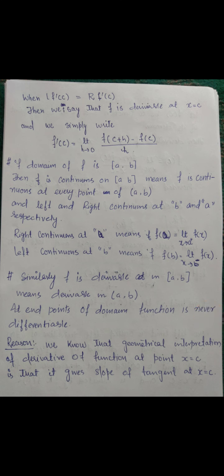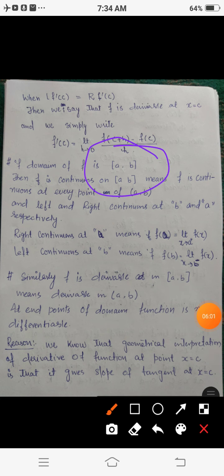So for a closed interval, continuity over the entire domain means continuity at each and every interior point, the points between a and b, and left and right continuity at the endpoints. Now if the function is defined on this domain a, b, then we say that f is derivable over the entire domain if it is derivable at each and every point of its domain.